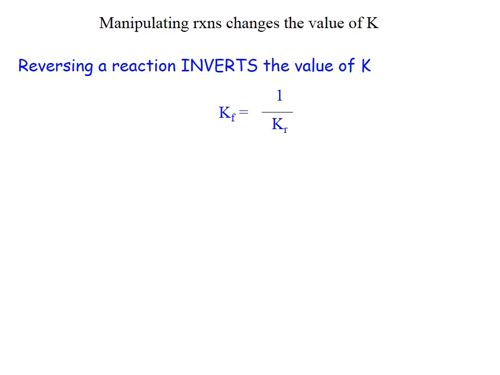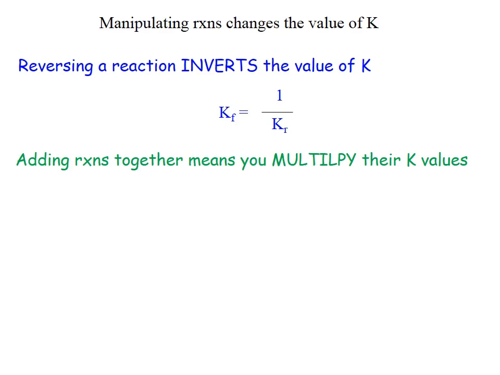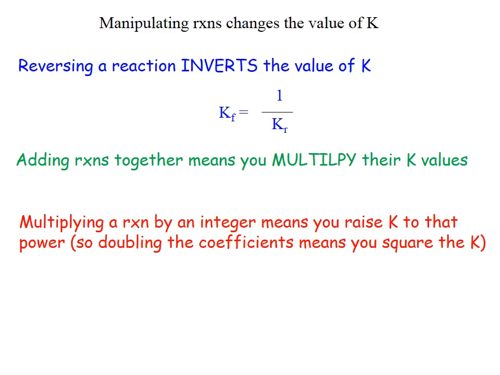Reversing a reaction inverts the value of K. We already talked about that. Adding reactions together means you multiply their K values. And finally, last but not least, multiplying a reaction by an integer means you raise K to that power.